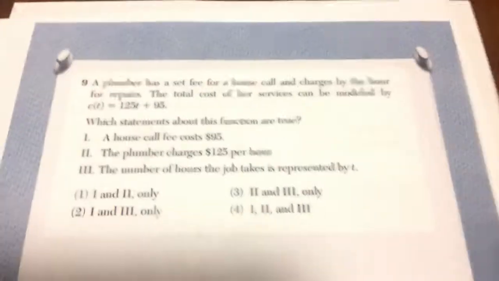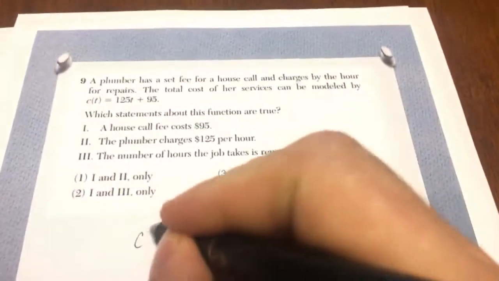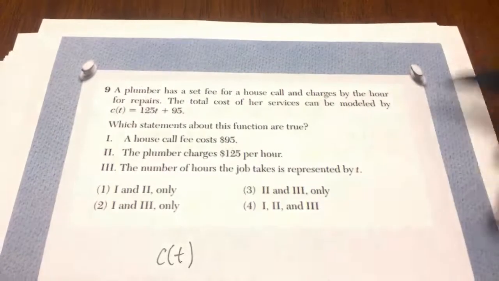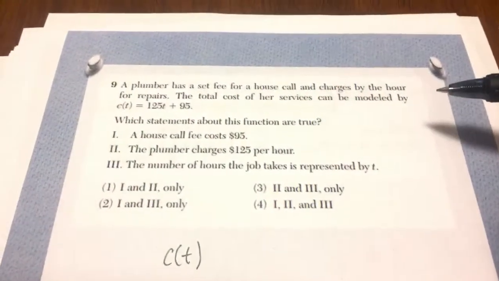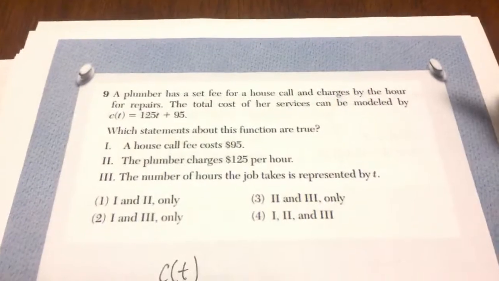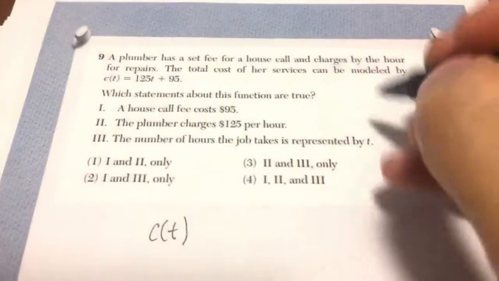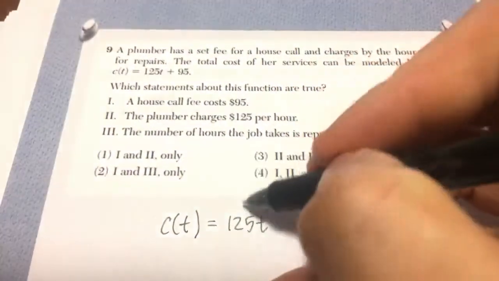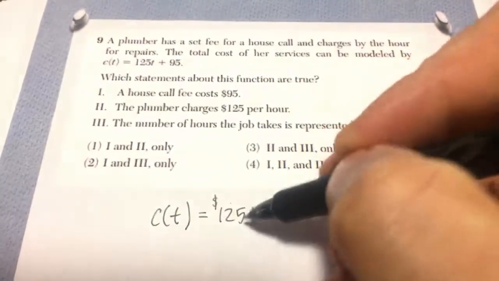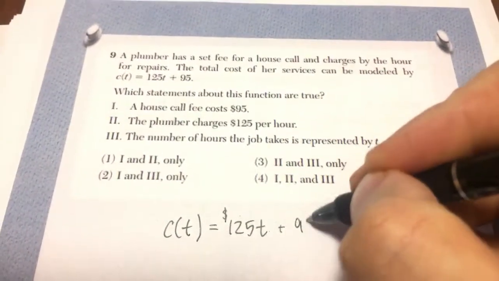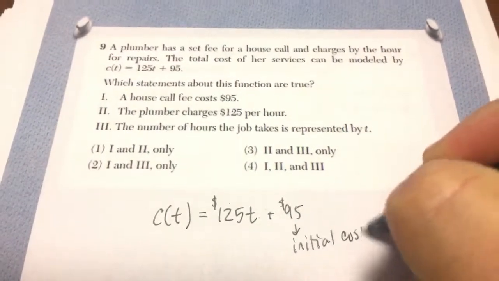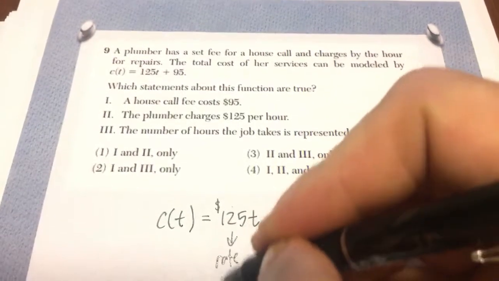Now with these linear cost functions, I know that the cost of this labor charge, and it looks like T is going to be, they don't actually say what T is. Oh, the number of hours the job takes is represented by T. So if T is the number of hours, 125 is going to be $125 per hour, and then $95 is going to be your initial cost. This is going to be the rate per hour.